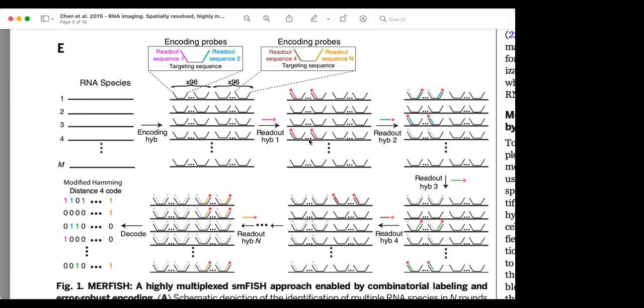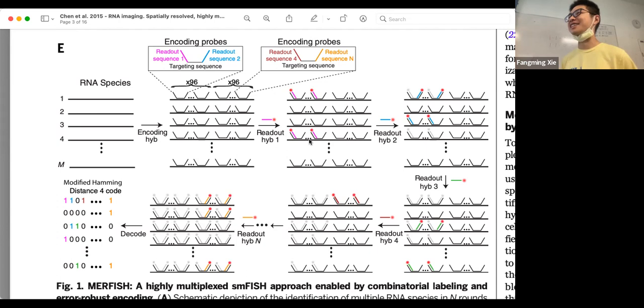One fundamental limit about imaging is you don't have too many colors, but you can have many imaging rounds, at least 30 or so. I think when they actually implemented it, they indeed used multiple colors and multiple rounds.